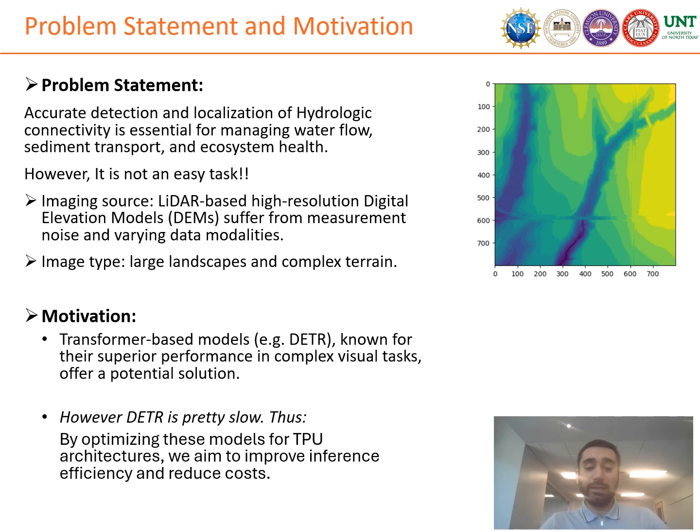However, transformers are pretty slow compared to their competitors. So therefore, by optimizing the model and using the different configurations of TPU, we will propose the best optimal architecture that helps us improve the inference of the model.